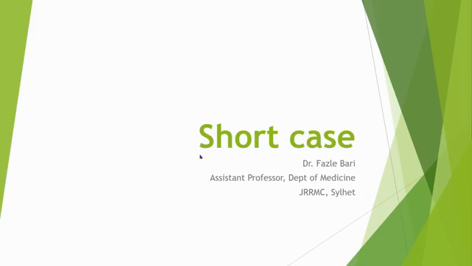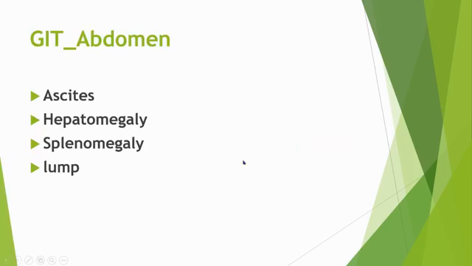Today I discuss the short cases of some diseases and medicine. First I will discuss the GIT short cases. The common short cases of GIT are ascites, hepatomegaly, splenomegaly, lumps. These are the common cases usually found.